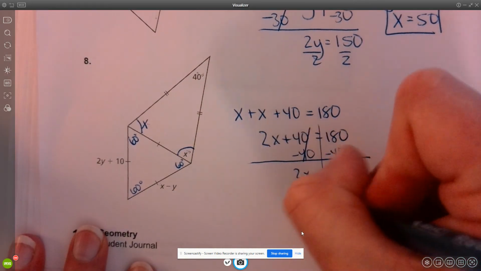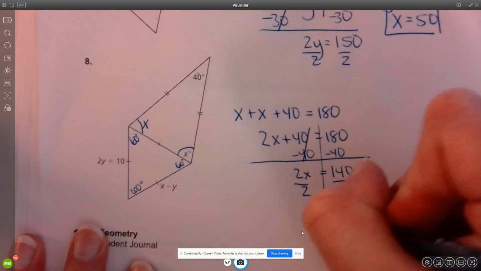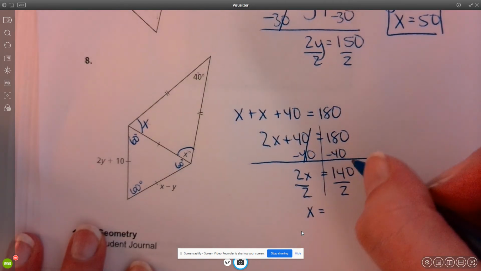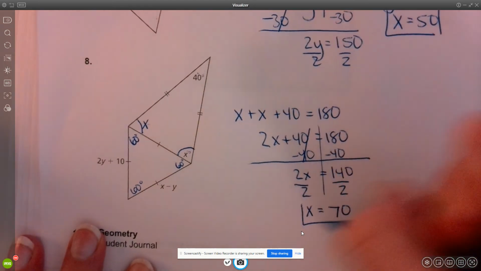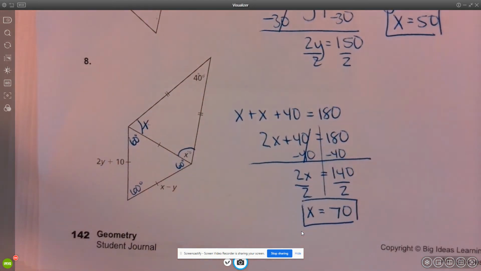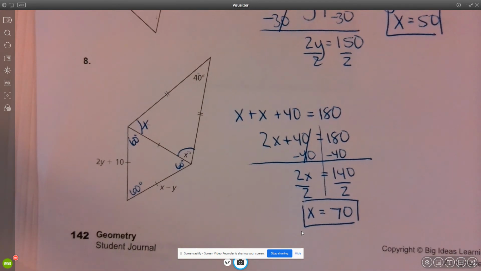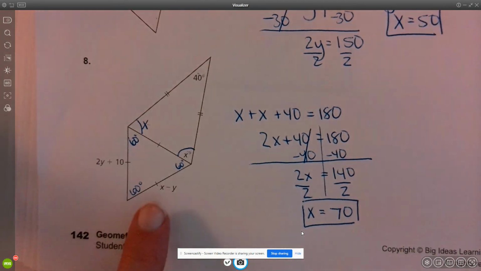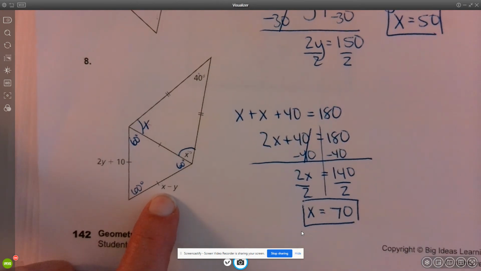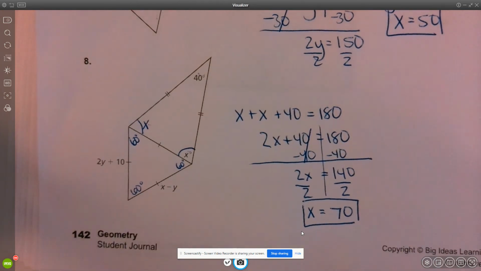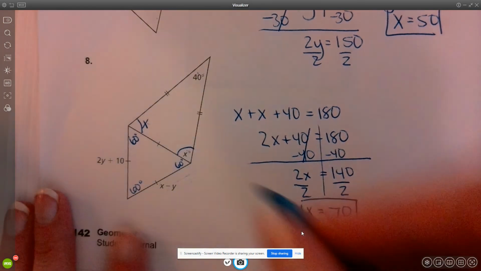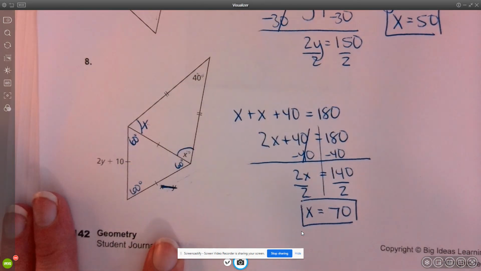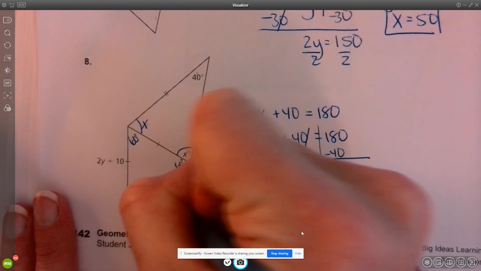Divide both sides by 2. And I get that x is equal to 70. So I found x. I'm ready to go find y. Just like the last one, if I see an x, I want to plug 70 in for x. So this side length right here, instead of x minus y, I'm going to rewrite as 70 minus y.